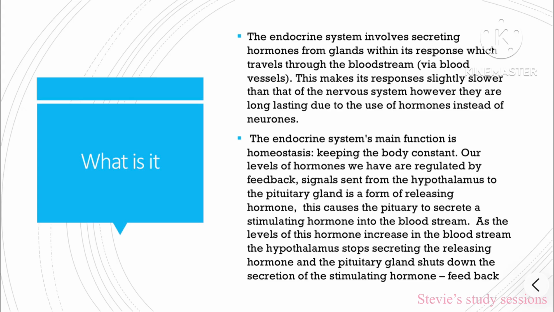Using hormones, the response is slower than the nervous system. It produces a longer-lasting response due to using hormones instead of neurons. The endocrine system's main function is keeping homeostasis, which is keeping our bodies at a constant.